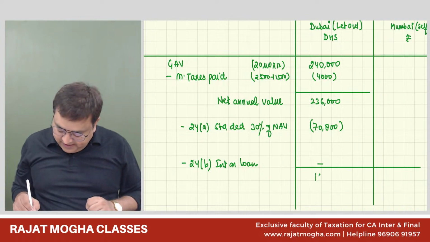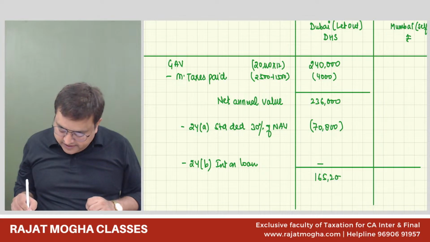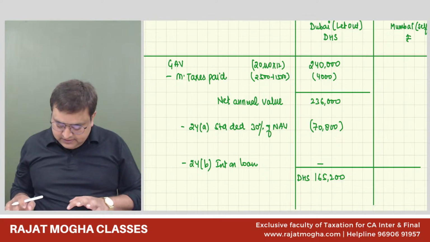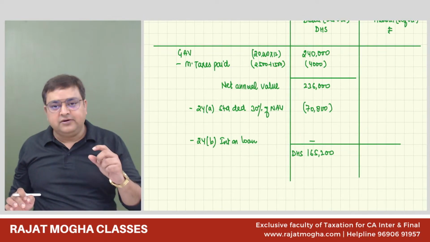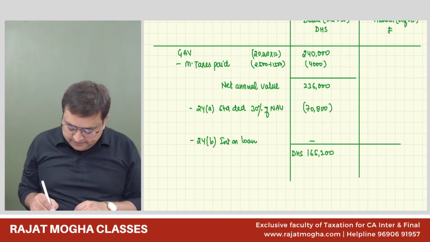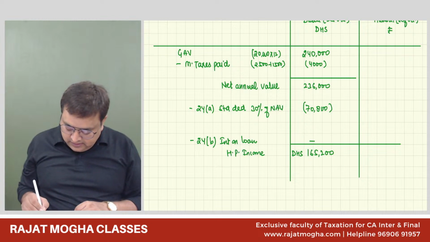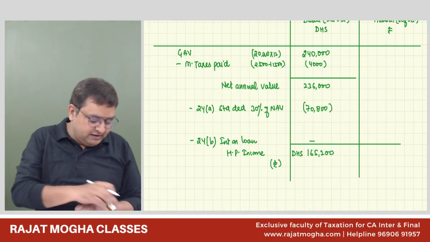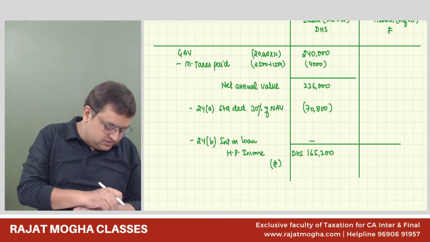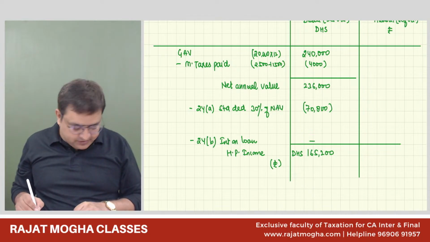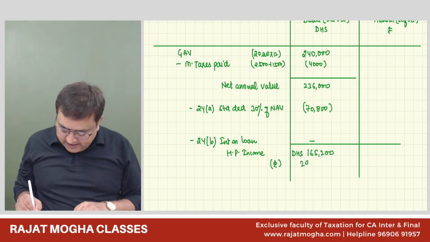It is 1,65,200 dirhams, DHS. Now we got the final figure in dirhams. This is the house property income. Now we can convert this into rupees. By multiplying by 18, they have given the conversion amount also, 18 rupees. So this will become 29 lakh. Let me know if my calculation goes wrong somewhere.